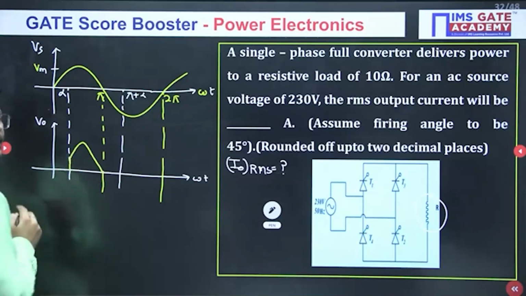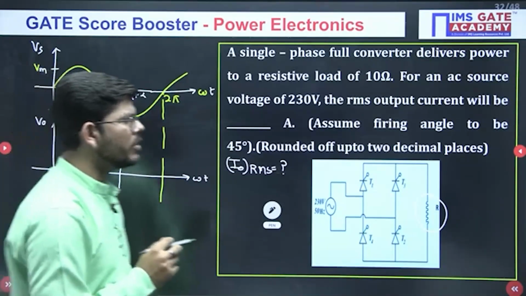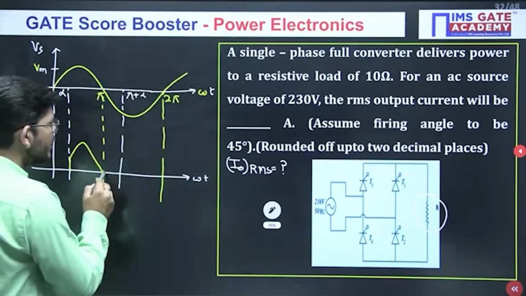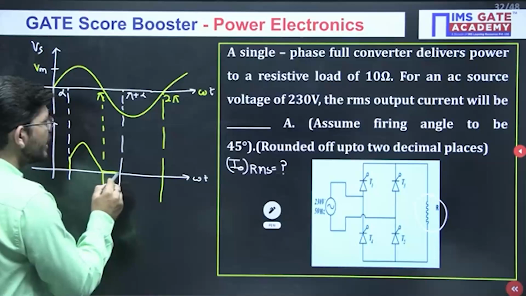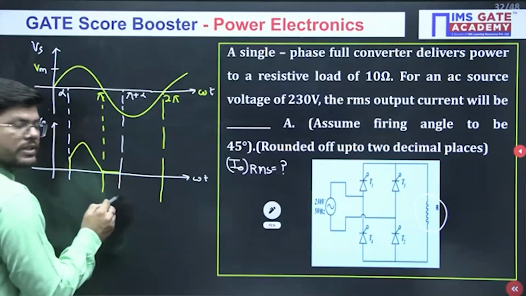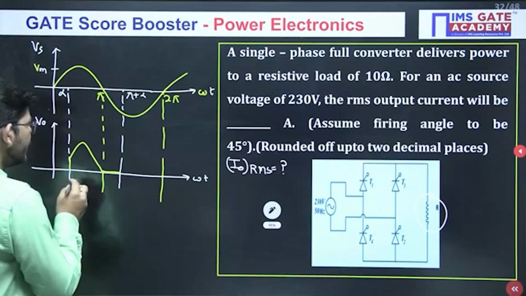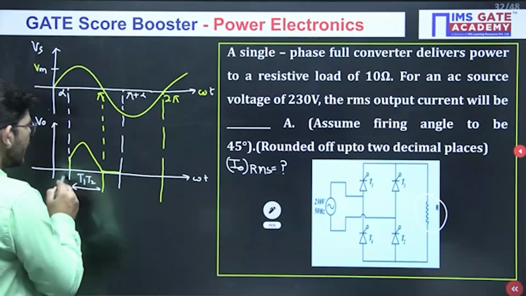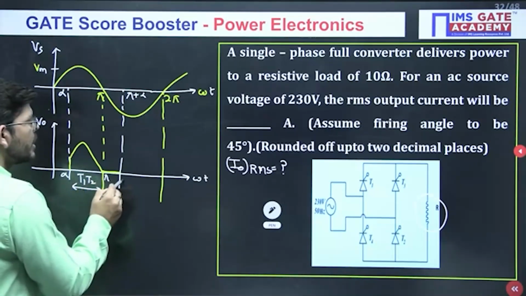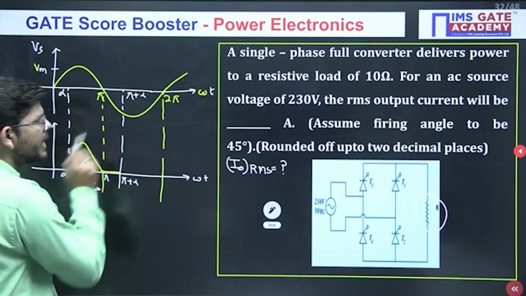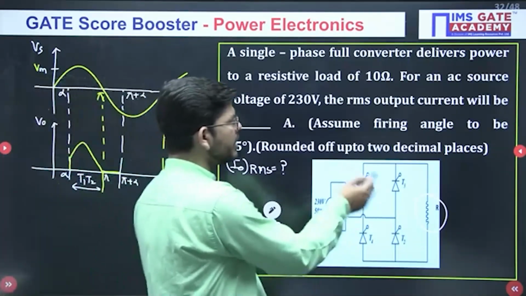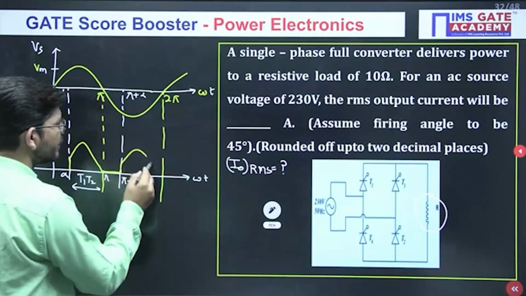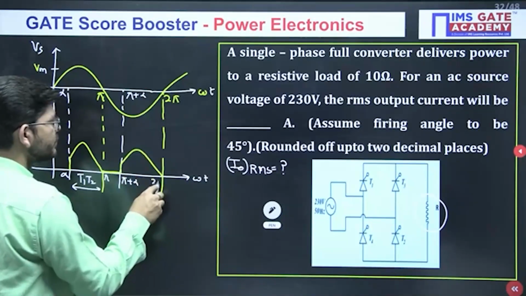And after pi, since we have a resistive load, the negative cycle has started, and immediately T1 and T2 will get reverse biased. If there had been any inductor, they would have kept following the voltage. So T1 and T2 have conducted for this duration, alpha to pi. Now at pi plus alpha, the negative cycle is going on and you will trigger T3 and T4. So they will follow the input pattern again up to 2 pi.